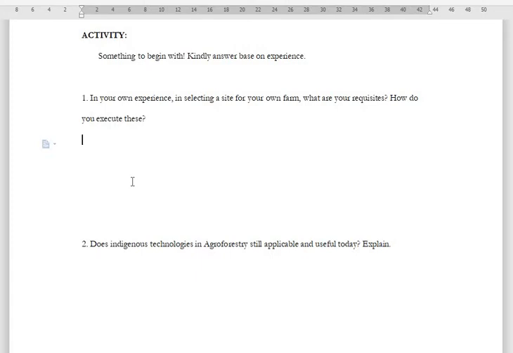So number 2 question, does indigenous technology in agroforestry still applicable and useful today? Yes or no, then explain why. The question is answerable by yes or no, but you have to explain why you answered yes and why you answered no.